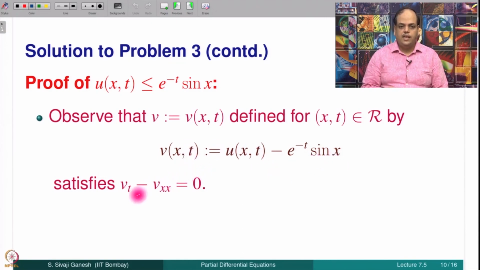Okay. This satisfies V_t minus V_xx equal to 0, because u is already a solution to the homogeneous heat equation. This also solves the homogeneous heat equation. Therefore, this equation being linear and homogeneous, the sum or the difference of two solutions is still a solution. So V is a solution to this, and what is it that we want to show? V of x, t is less than or equal to 0. So showing this is the same as showing V is less than or equal to 0.